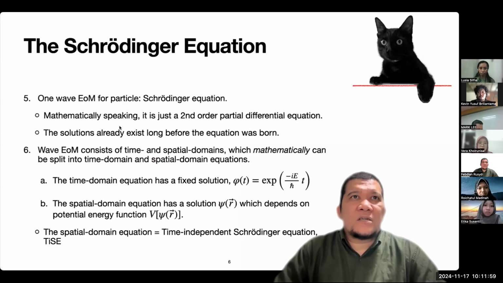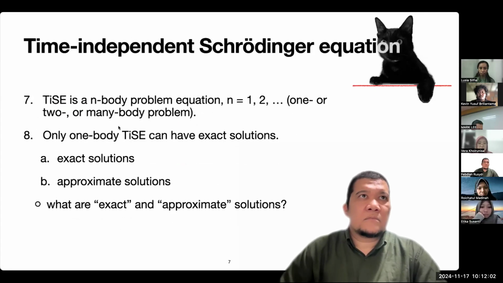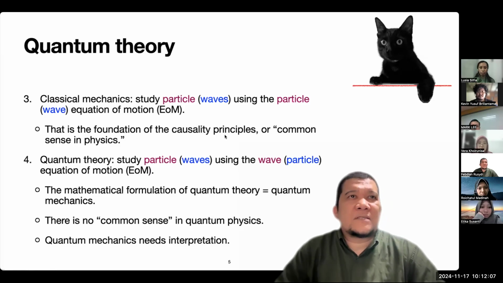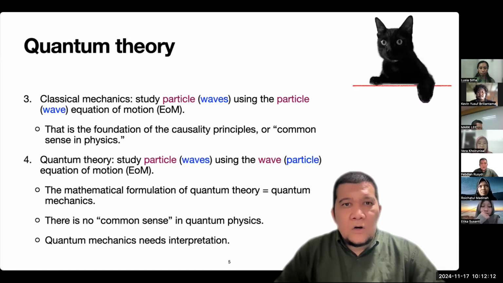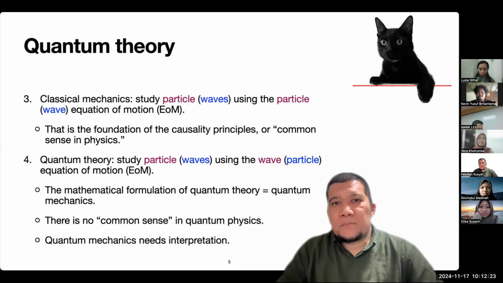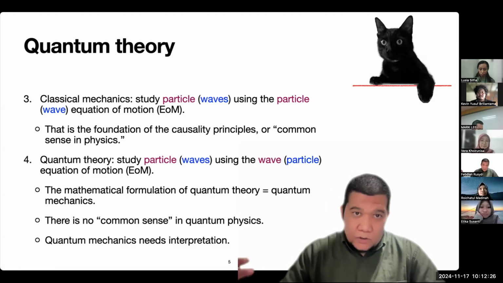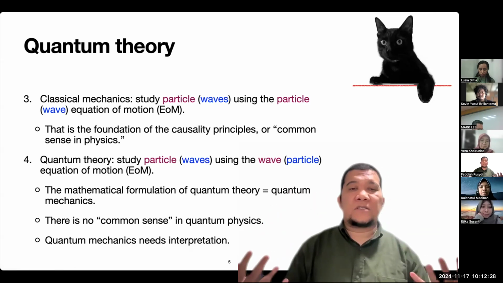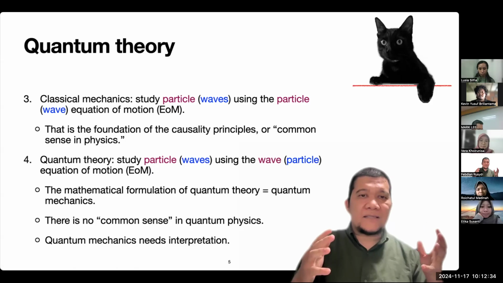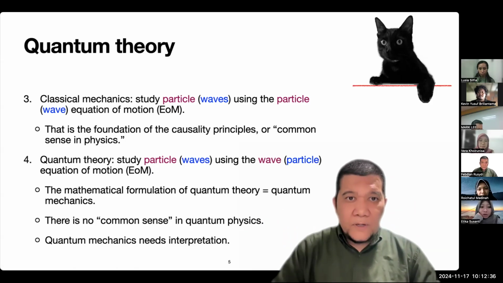And this is the foundation of causality principles, or what we call common sense in physics. Okay? If I hit you, you will say, aduh, that's causality, and you will be angry. That's the causality principle. So I say it again: the causality principle requires classical mechanics, or classical mechanics is the foundation of causality principles.